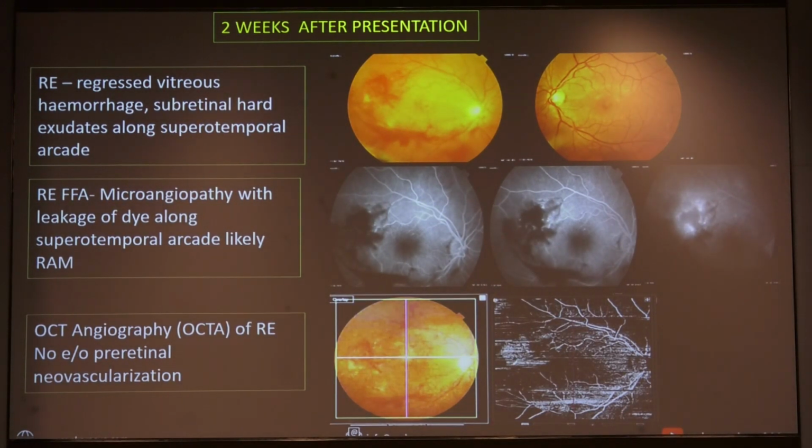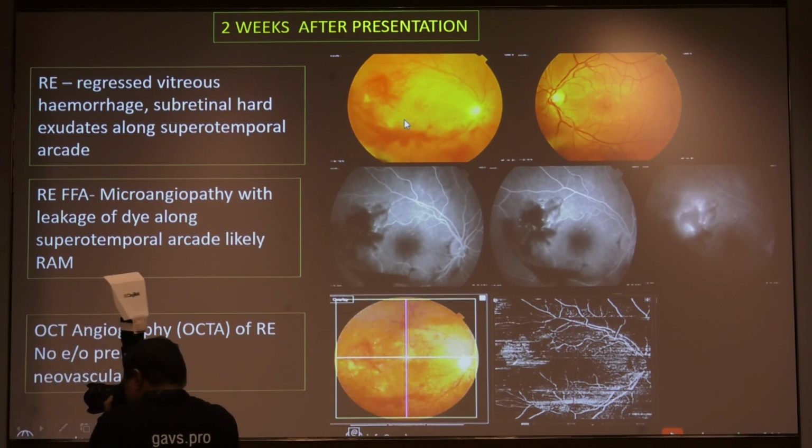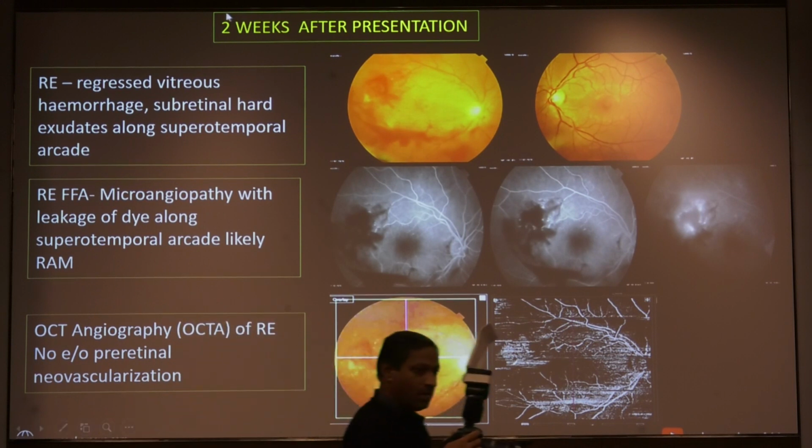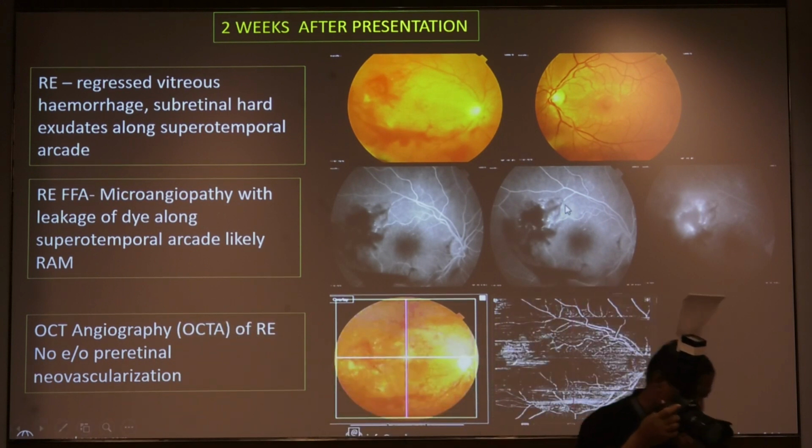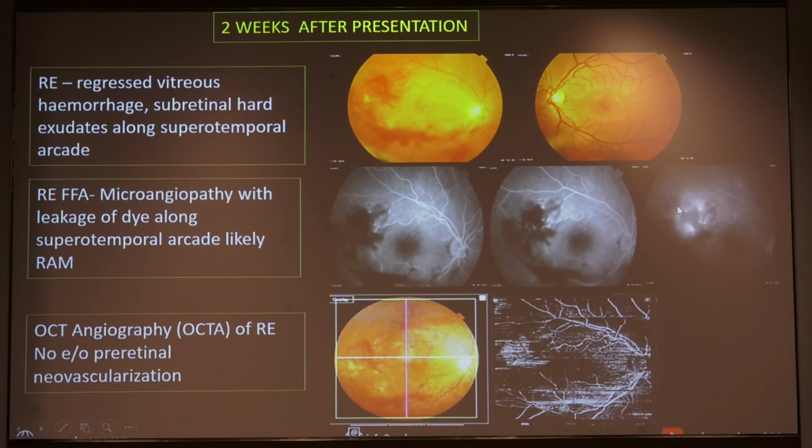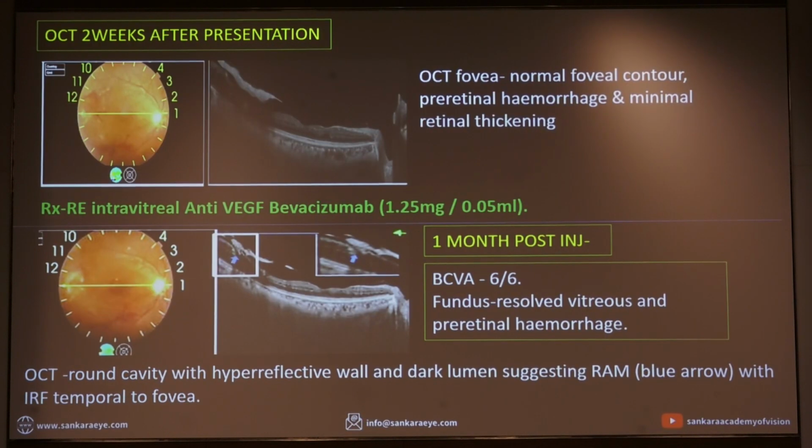So 2 weeks after presentation, the right eye showed regressed vitreous hemorrhage. There were subretinal hard exudates along the superior-temporal arcade. Left eye was normal. The fundus fluorescein angiography of the right eye showed microaneurysms over the posterior pole with leakage of dye along the superior-temporal arcade, likely RAM. And we did the OCTA to rule out any neovascularization. OCT showed presence of pre-retinal hemorrhage, which was obscuring the retinal details.